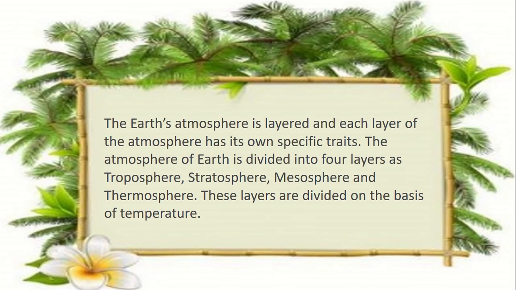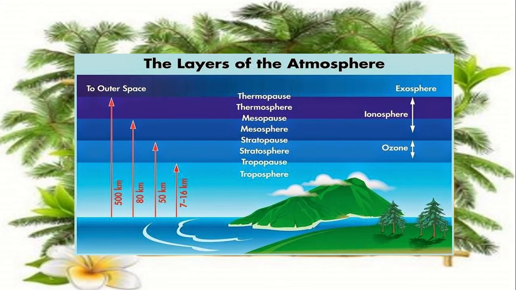The Earth's atmosphere is layered, and each layer of the atmosphere has its own specific traits. The atmosphere of Earth is divided into 4 layers: troposphere, stratosphere, mesosphere and thermosphere. That is written in your book also. And these layers are divided on the basis of temperature. Now follow the layers of the atmosphere.